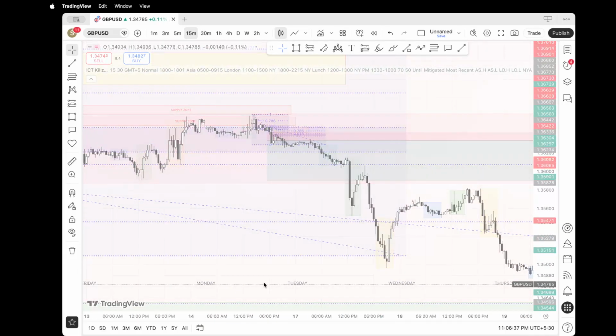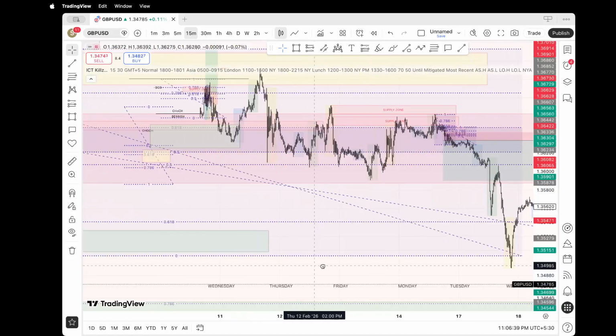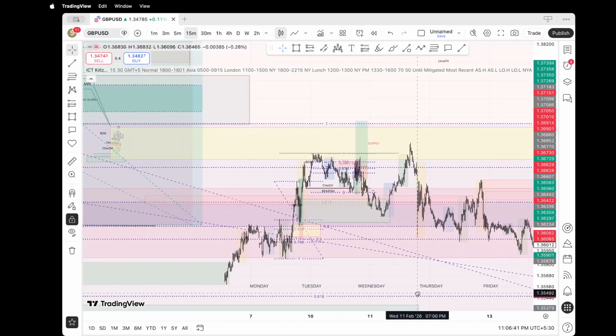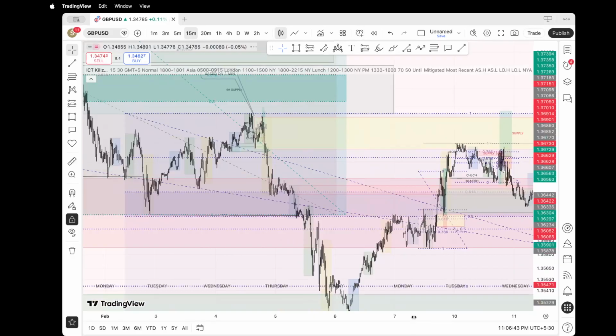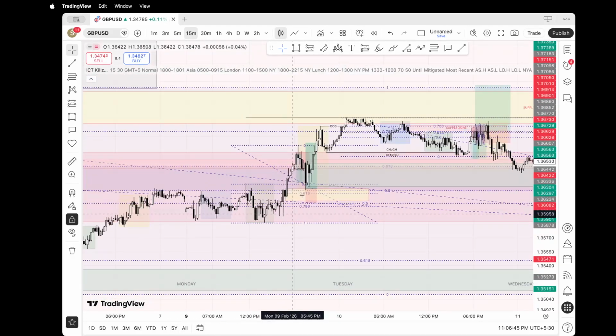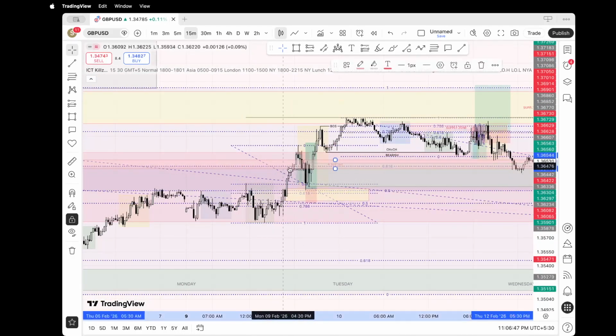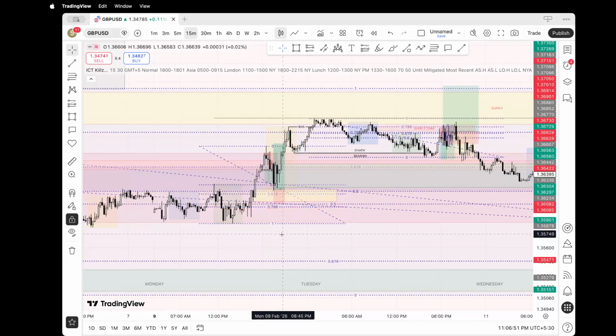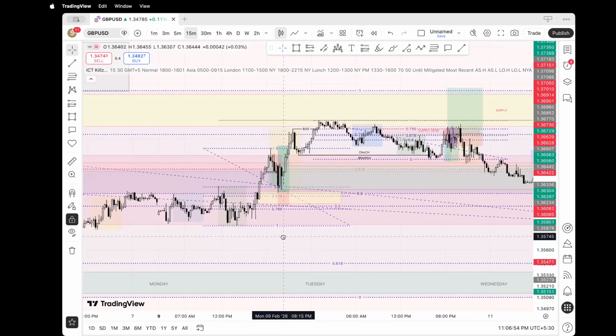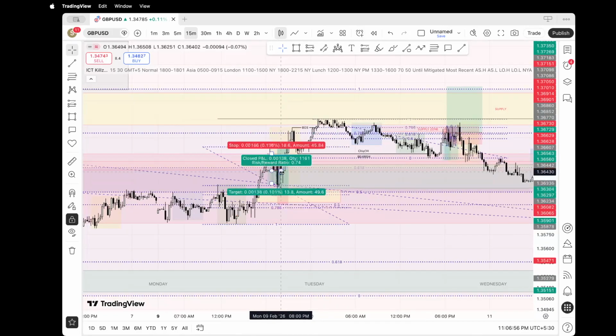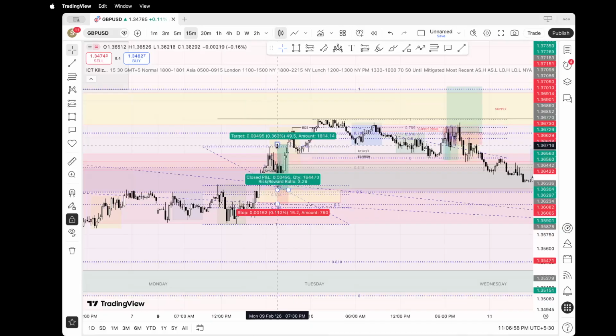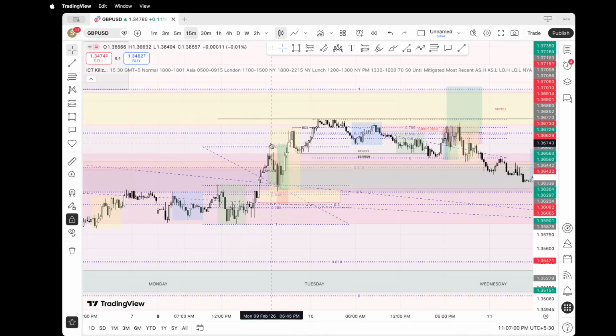So let's zoom in again. 15 minutes. Let's lock this in. So yes, this was the order block. It went through the order block straight. It did not even slow down. So this was obviously not a good trade. So I sold it, and then I got liquidated in the next candle itself. So this was not my setup.